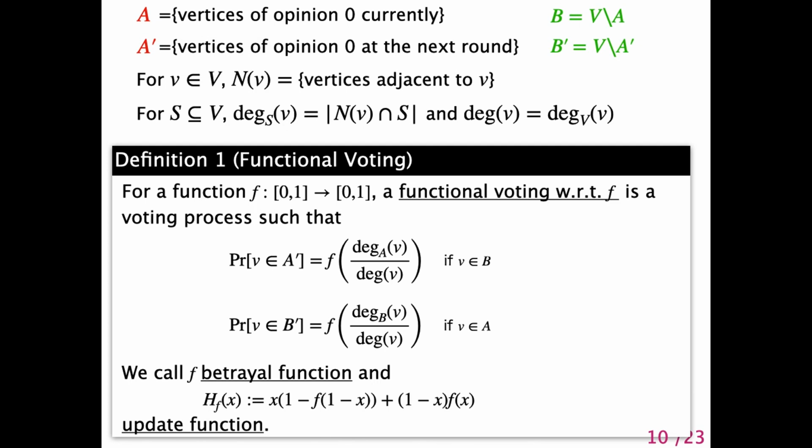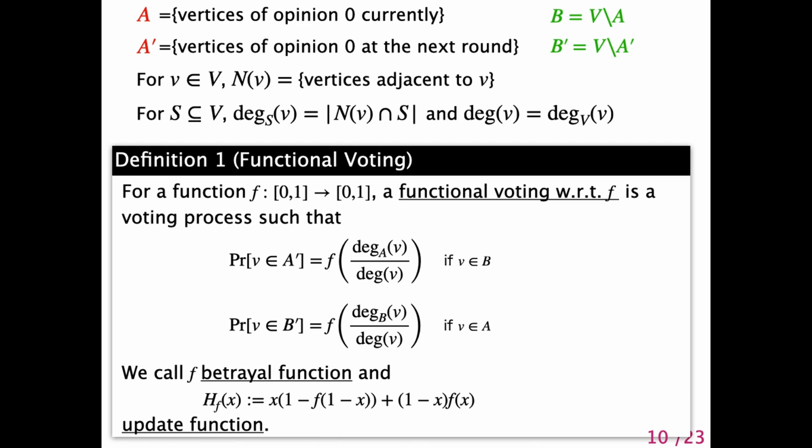For vertex v, let N(v) be the set of neighbors of v. And for a vertex subset S and vertex v, let deg_S(v) be the cardinality of the intersection of N(v) and S. So the degree of v is equal to deg_V(v).